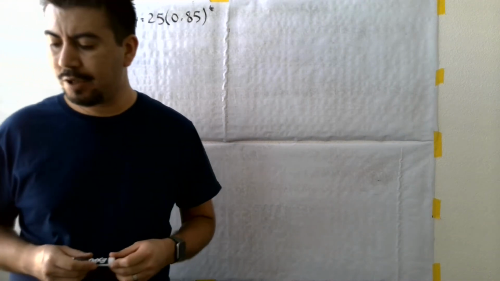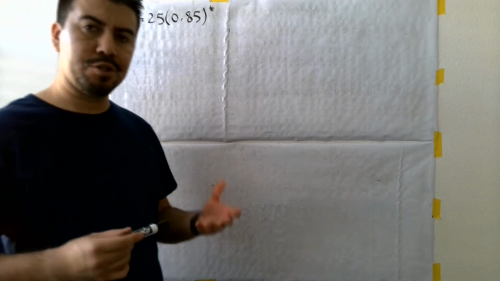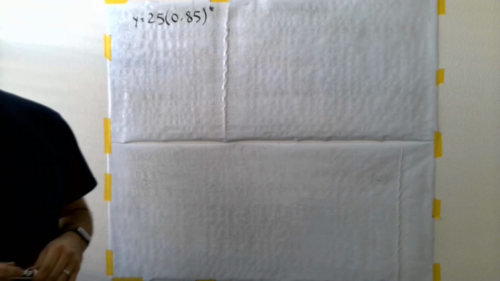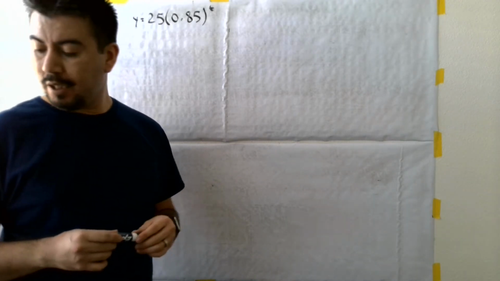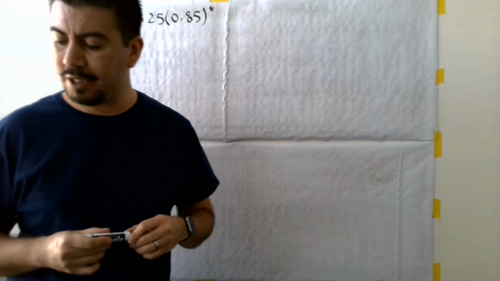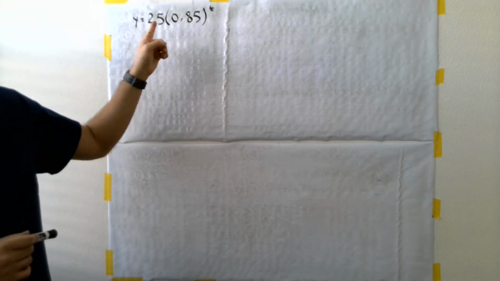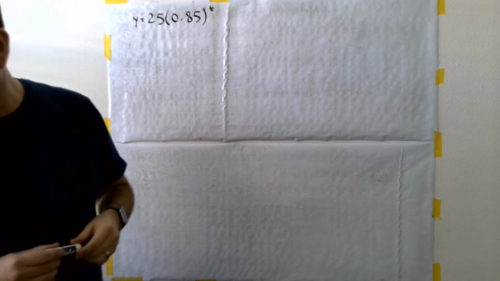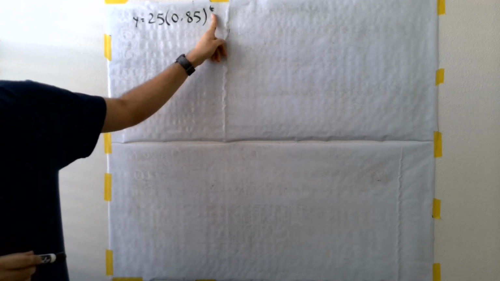In this video, I want to show you how to solve a real-life problem using an exponential model. We have this problem that says the value of a car, y, expressed in thousands of dollars, can be approximated by the model y equals 25 times 0.85 raised to the t power, where t is the number of years since the car was new.